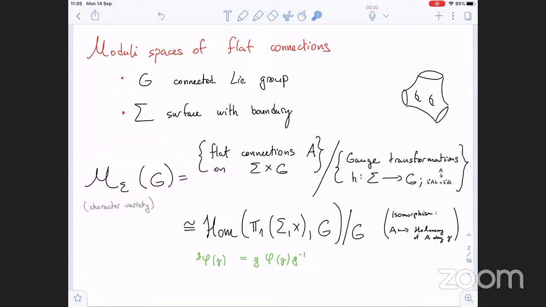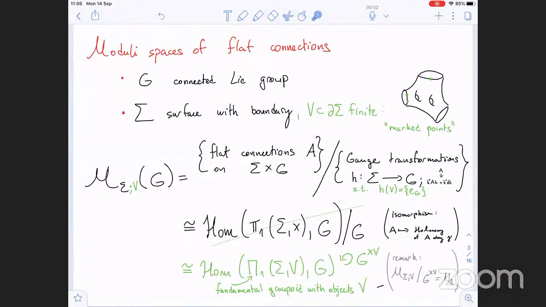Okay, and what I will consider is a slight update of this, which contains the previous situation. And what I do is I choose a few marked points on the boundary of the surface. So this is the set V. It's a finite set of so-called marked points. And what does this mean? One can just draw points, but for the flat connections, it means that we restrict those gauge transformations to be equal to the identity at those marked points. So one thing you immediately see is that the holonomy is now well defined. It's not defined up to conjugation because there are no gauge transformations, if you take the holonomy along a path which ends at those marked points.